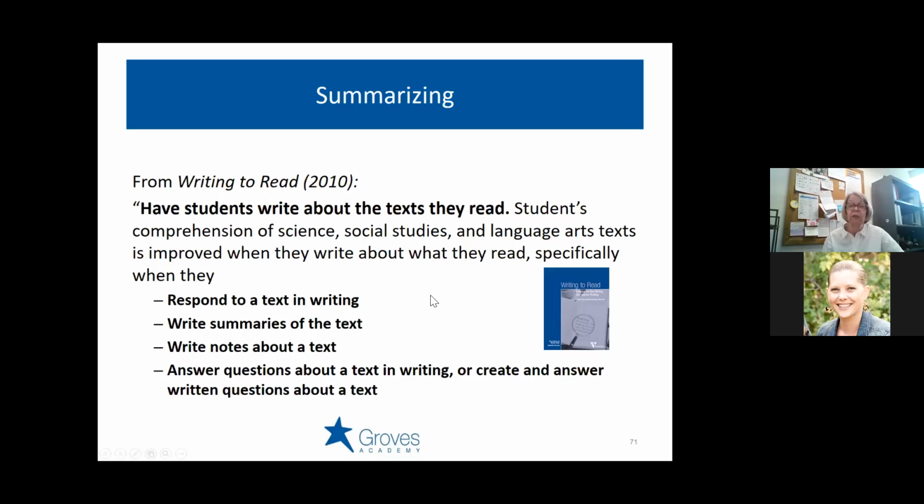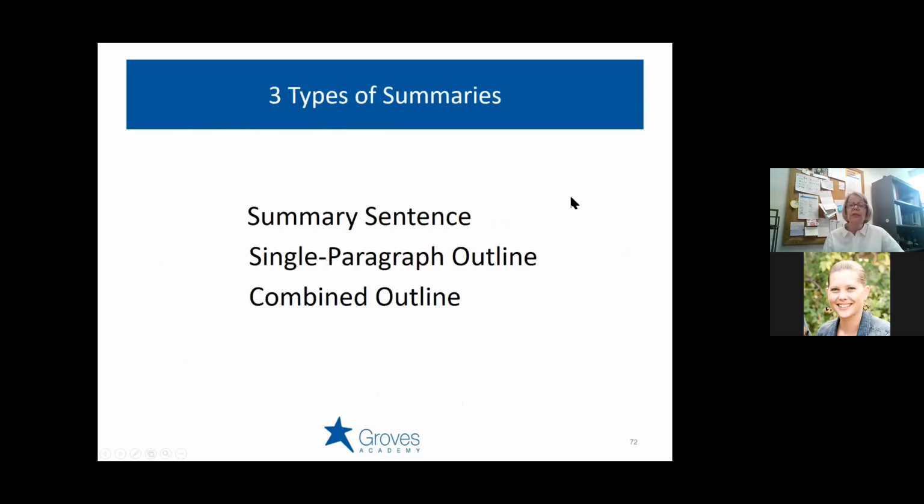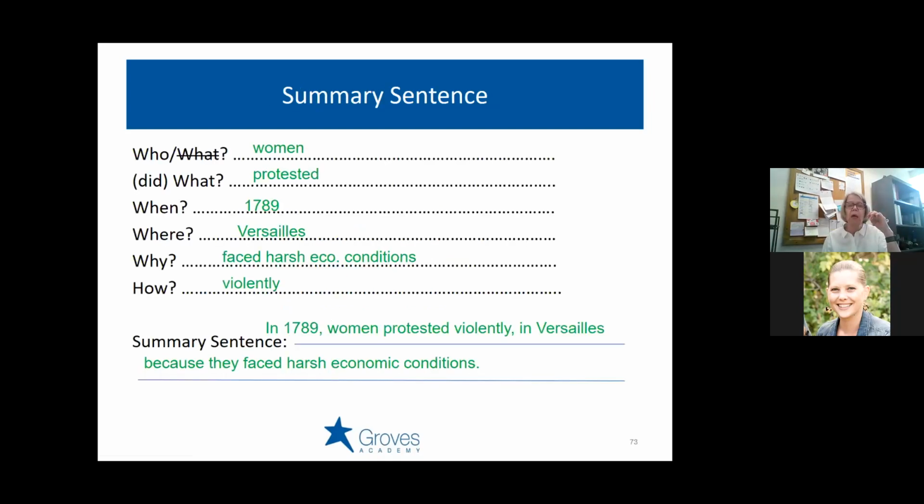These are summarizing activities. This is from Writing to Read, which was a big federally funded Carnegie study done in 2010 about reading comprehension and writing. So you can do a summary sentence. You can actually just use the single paragraph outline as a way of summarizing without having to go into the whole paragraph thing, or you can use a combined outline. Here's an example of a summary sentence. So here you can set this up and scaffold it for students.